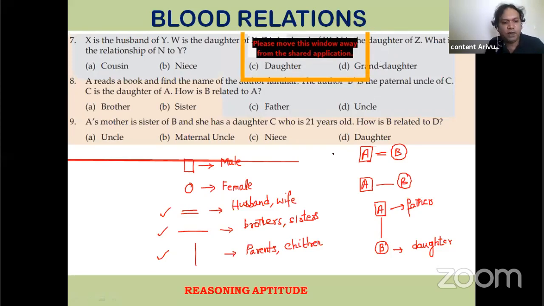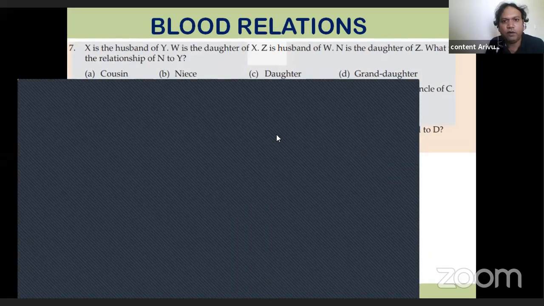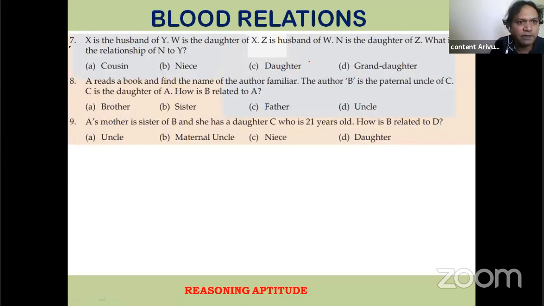All right, now that this part is done, let's take up question number 7, 8, and 9, and I'll be solving the questions one by one for you to follow in the class. Okay, so let's look at question number 7 here. X is the husband of Y. So X is the husband. So we write X here. Husband means male member. So put a square bracket around it. Okay, X is the husband of Y. So husband and wife will link using equal to symbol, and husband of Y, which means we will put Y in a circle.